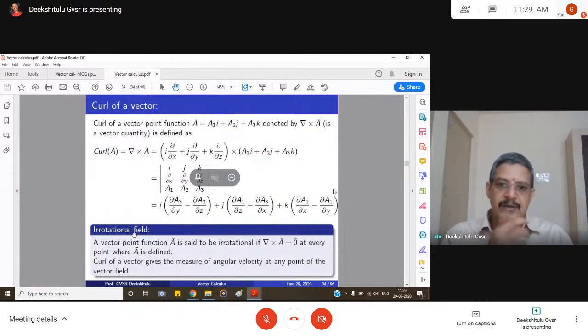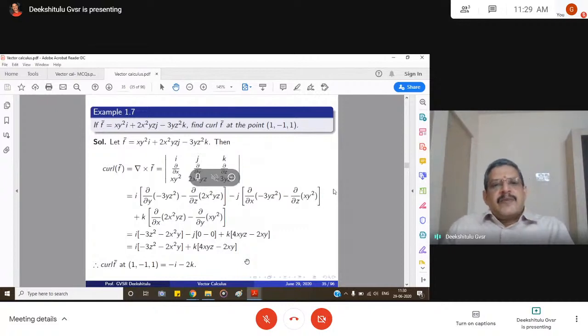The angular velocity. Rotation is connected with the angular velocity. If it is moving like this, it is called linear velocity, linear momentum. If you are rotating like this, then angular momentum or angular velocity is involved in it. When we say irrotational field, that means there is no rotational motion. Then angular velocity becomes 0, and the curl is a measure of the angular velocity at any point of the vector field. This is a very important application of curl in fluid mechanics, and in electromagnetic theory they find applications of this curl and the irrotational concepts.